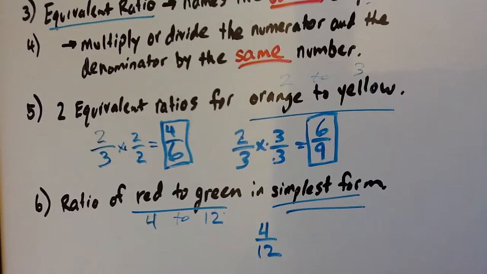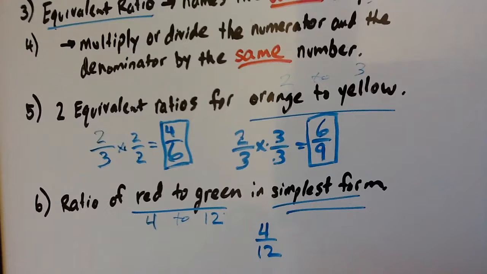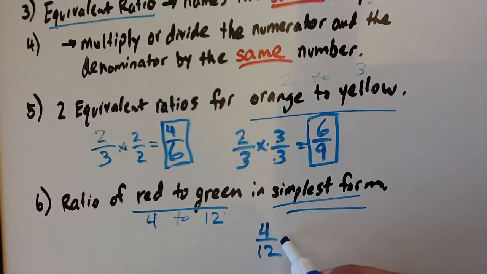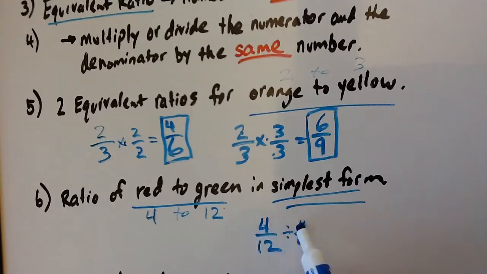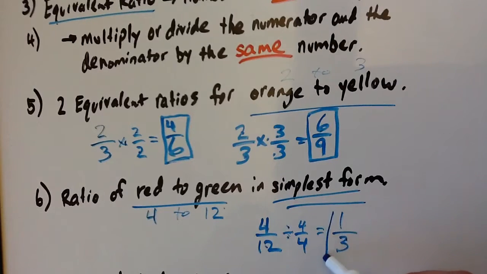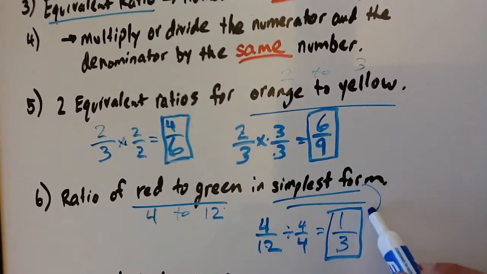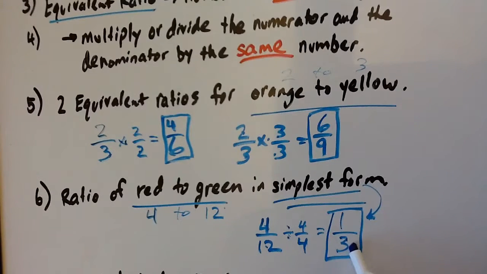If we want this in simplest form, think about what number 4 and 12 are both divisible by. Well, you could say 2, and that would be correct, but these are also divisible by 4. So let's divide the top and the bottom by 4. On the top, 4 divided by 4 is 1, and on the bottom, 12 divided by 4 is 3. So 4 to 12 is equivalent to 1 to 3, and this is in fact simplest form. The ratio of red to green in simplest form is 1 to 3.